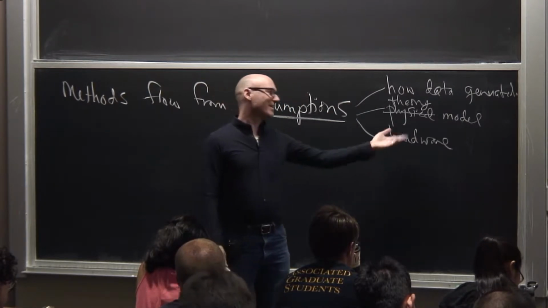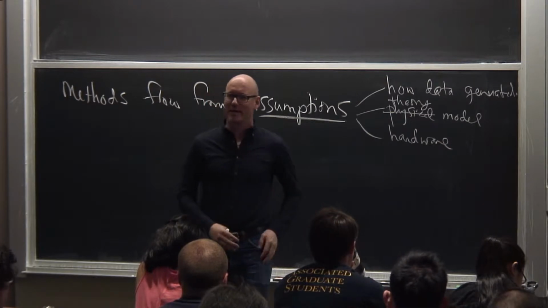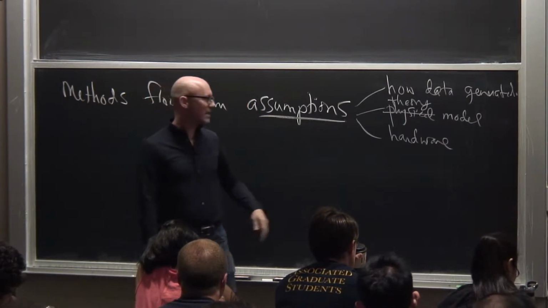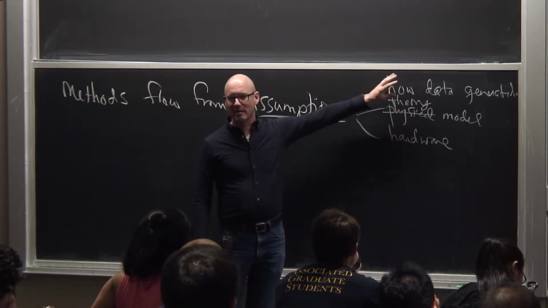But this could be like how the calorimeters work and how data gets censored and how the bunches get overlapping and stuff like that. So there are going to be assumptions about the theory model, your hardware, and then some additional assumptions.